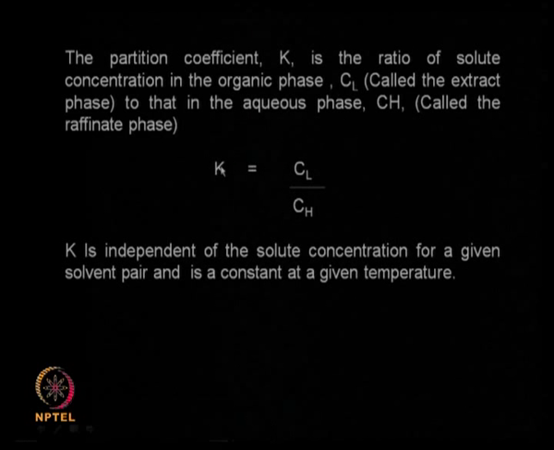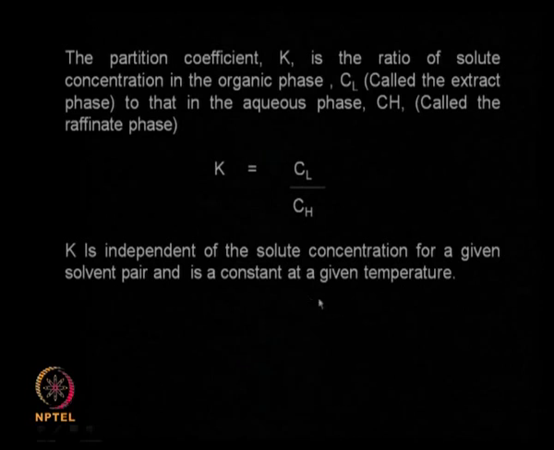K is the ratio of the solute concentration in the organic phase divided by the concentration of the solute in the raffinate phase. So generally the concentration in the solvent phase will be very large, so K will be much greater than 1. The higher the value of K, your extraction process is very efficient.